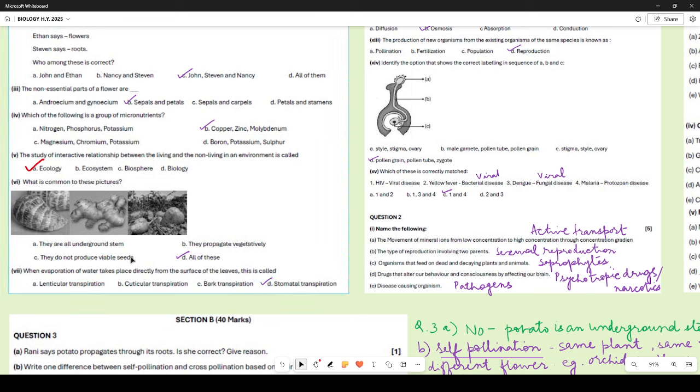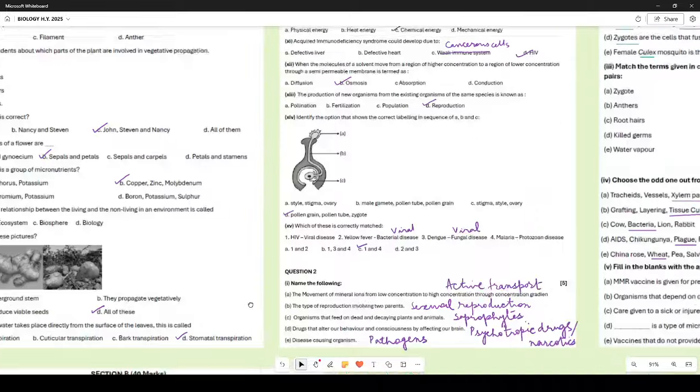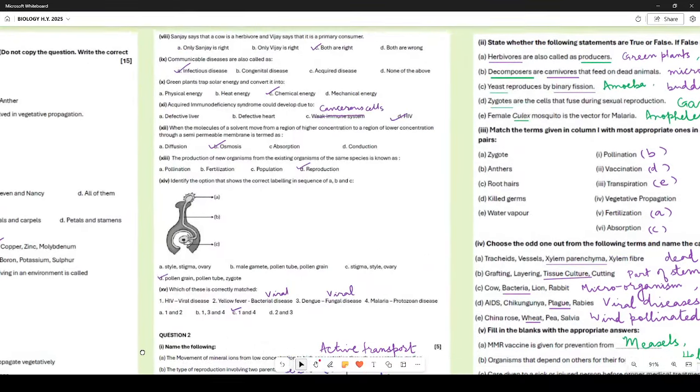Achha, some say that if it is taking place from the surface of the leaf, so cuticle also could be an option. But let us see if someone has written cuticular transpiration. But you should go with the stomatal transpiration. Alright. Now let us move on to the next questions.